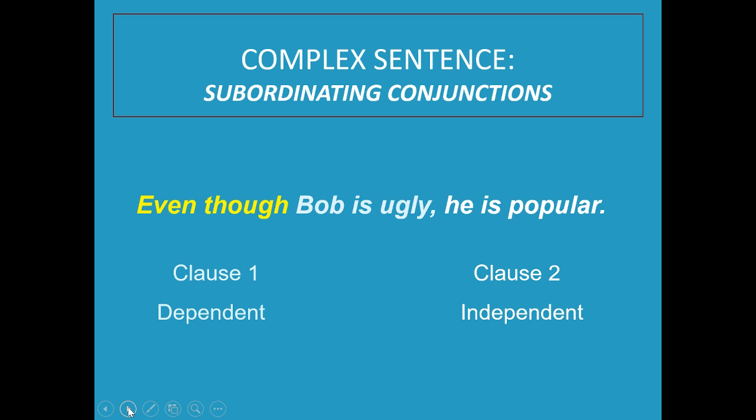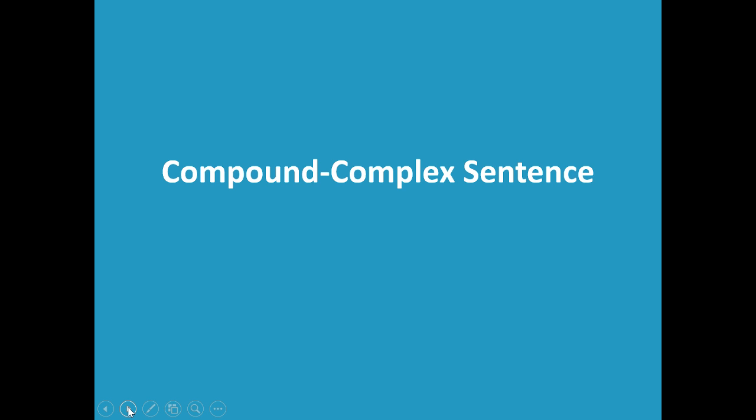Now here the words have been changed. Even though Bob is ugly, he is popular. Here now the first part of the sentence has become the dependent clause, and then the last part is the independent clause. Okay, next is compound complex sentence.